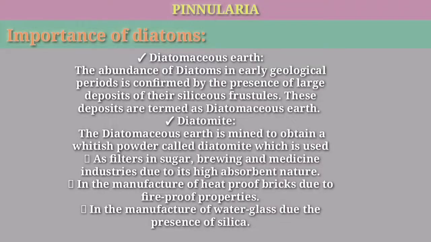Two, diatomite. The diatomaceous earth is mined to obtain a whitish powder called diatomite, which is used as filters in sugar, brewing and medicine industries due to its high absorbent nature. It is used in the manufacture of heat-proof bricks due to its fire-proof properties. It is used in the manufacture of water glass due to the presence of silica.